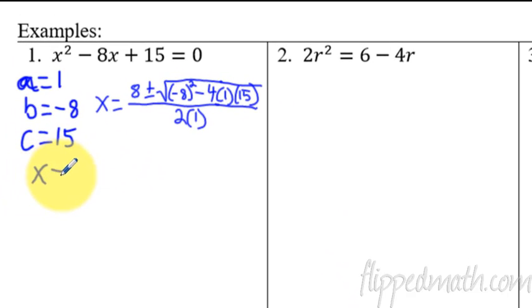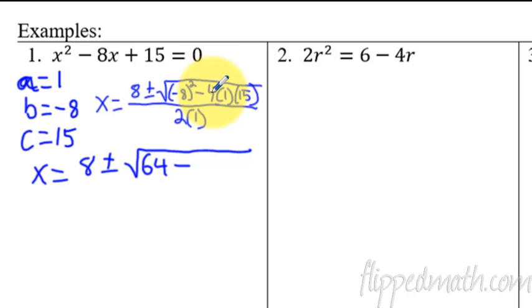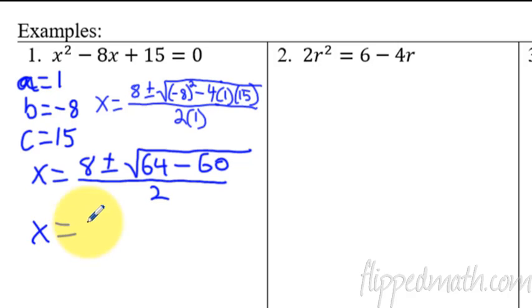So x equals 8 plus or minus. Now all we have to do is just simplify this thing. So this becomes negative 8 squared is 64 minus 4 times 1 is 4 times 15 is 15, 30, 60, 60 all over 2. So then we get x equals 8 plus or minus the square root of 64 minus 60 is 4 all over 2.